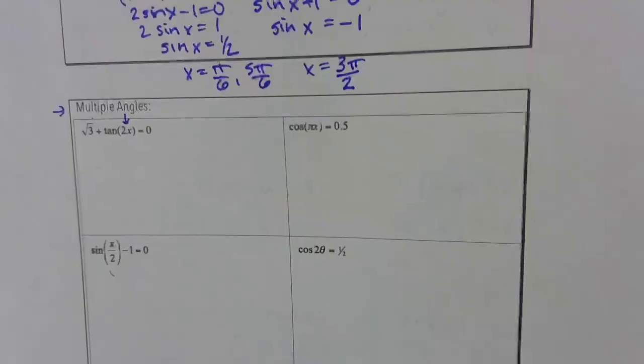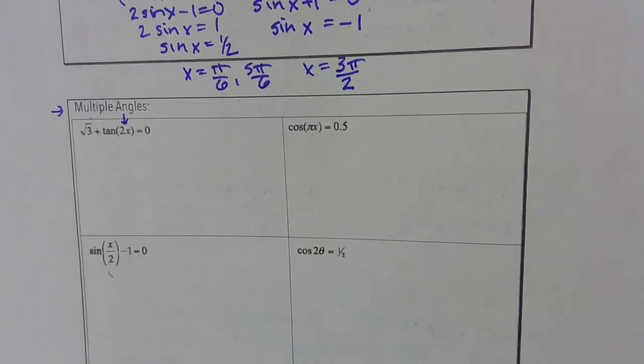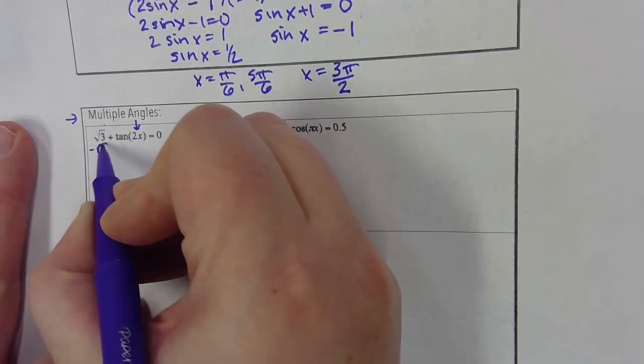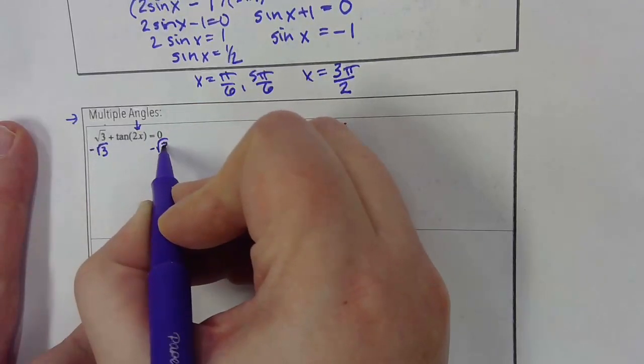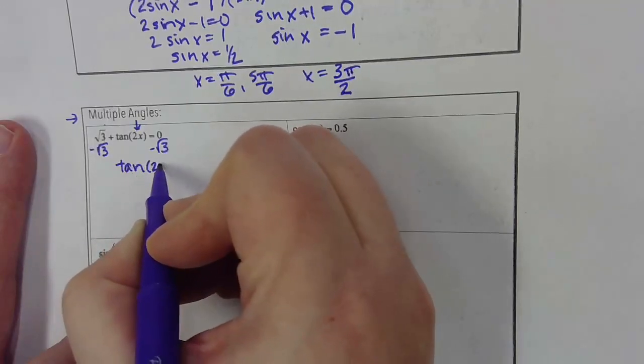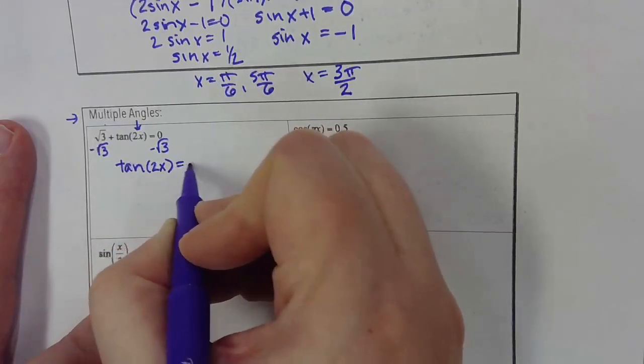So the approach doesn't necessarily change. It's just an extra thing to think about when you get to the end. So here's what I mean by that. If I subtract square root of 3 from both sides, again, I'm just solving an equation with my end goal being to isolate the x value.